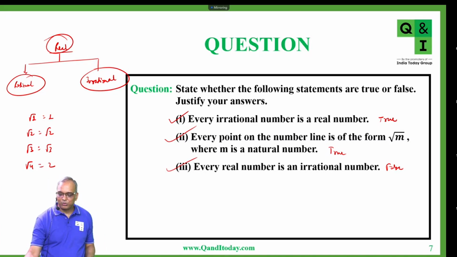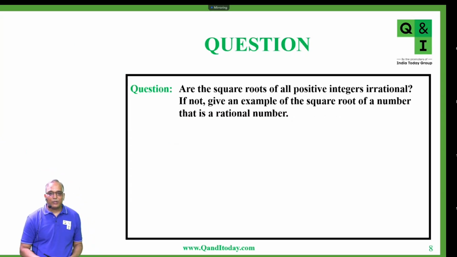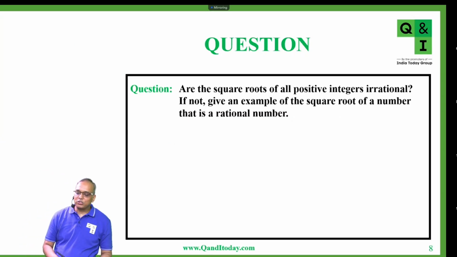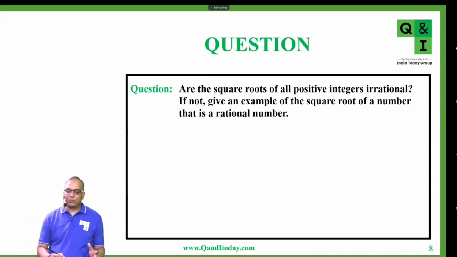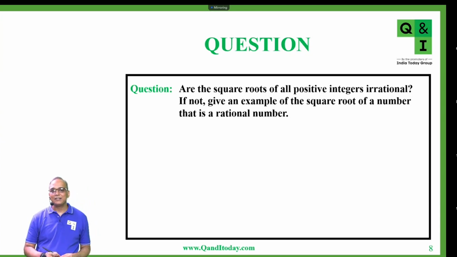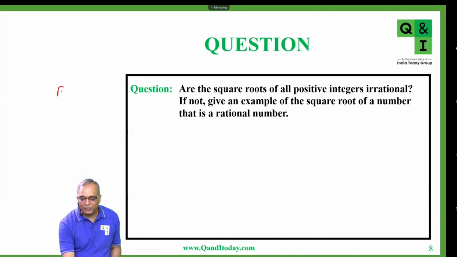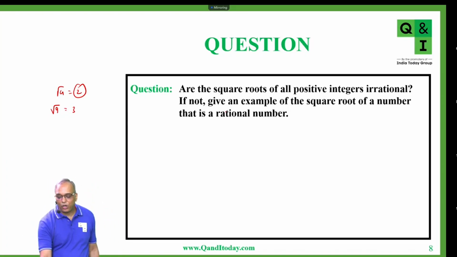Okay. Let's go to the next one now. Now, the question says, are the square roots of all positive integers irrational? So if you find the square root of all the positive integers, are all irrational? Not necessarily. If you take square root of 4, this is 2. This is not irrational. Square root of 9 is equal to 3. This is not irrational. So if not, give an example. So the answer to this is no.